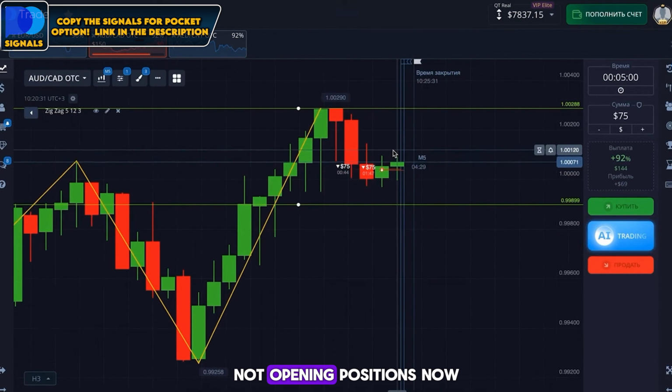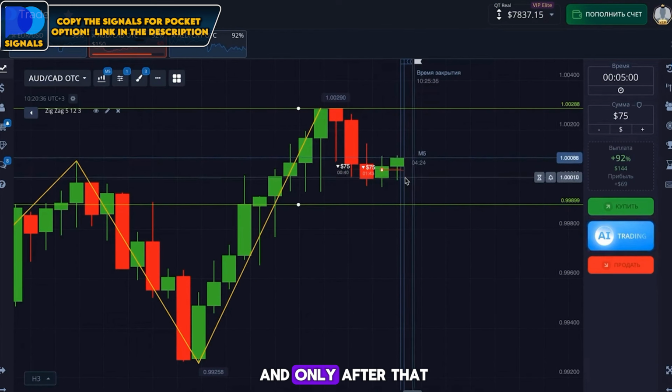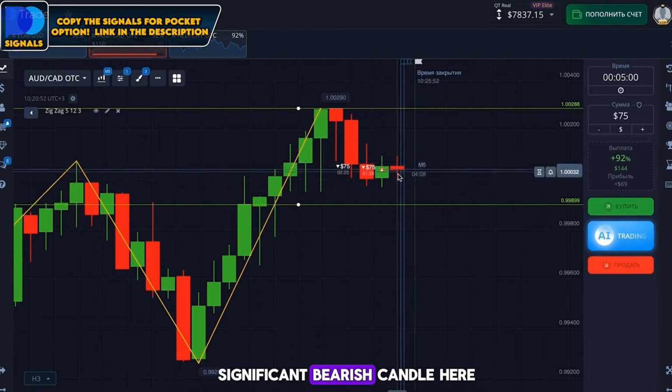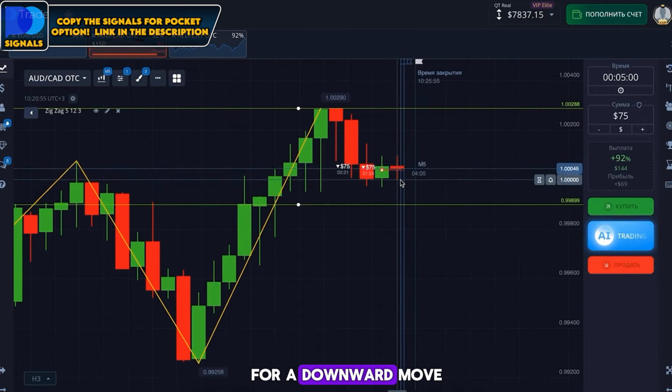That is, we are not opening positions now. We are waiting for our 2 remaining trades, and only after that will we look at how the candles will behave here. If there is a bullish candle, we will open positions for an upward move, because a sort of dip will be created here from which we can bounce upward. If there isn't one, and there is a significant bearish candle here, then we will go for a downward move.